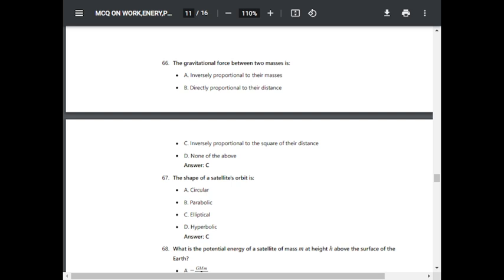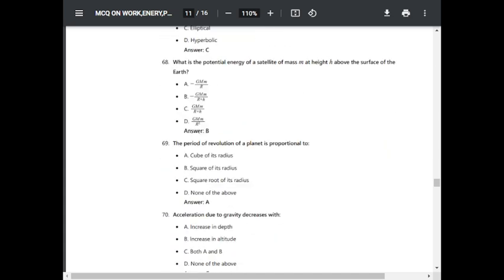Question number 67. The shape of a satellite's orbit is: option A, circular; option B, parabolic; option C, elliptical; option D, hyperbolic. The correct answer is C, elliptical. The shape of a satellite orbit is elliptical. Option C is correct.